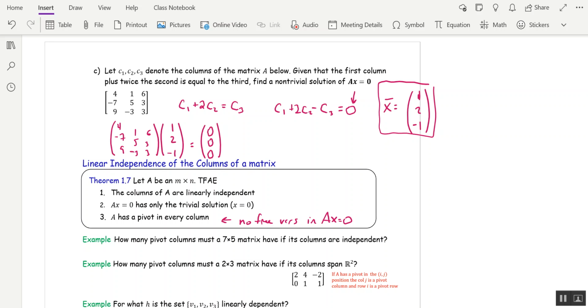How many pivot columns must a 5 by 7 matrix have if the columns are linearly independent? Well, according to this theorem, 5. There are 5 rows, so we need a pivot in every row.